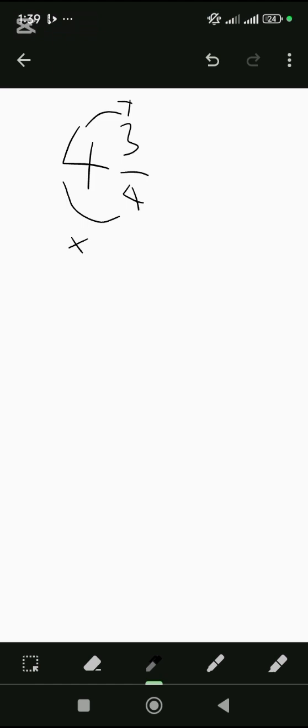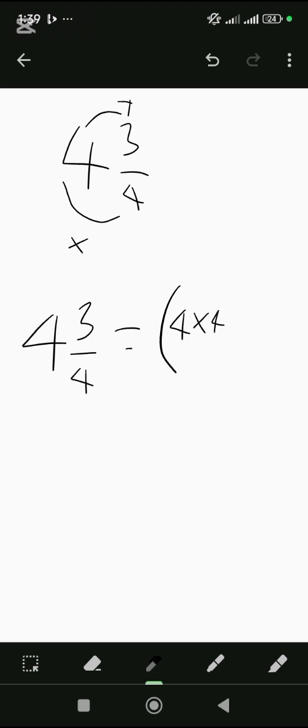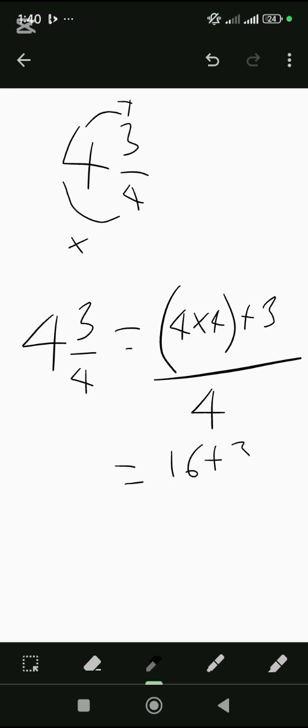And so this question here, 4 whole number 3 over 4 can be equal to 4 times 4 plus 3 over 4. Okay? And 4 times 4 is 16 plus 3 all over 4. And this will be 19 all over 4. Okay? So this is now an improper fraction.